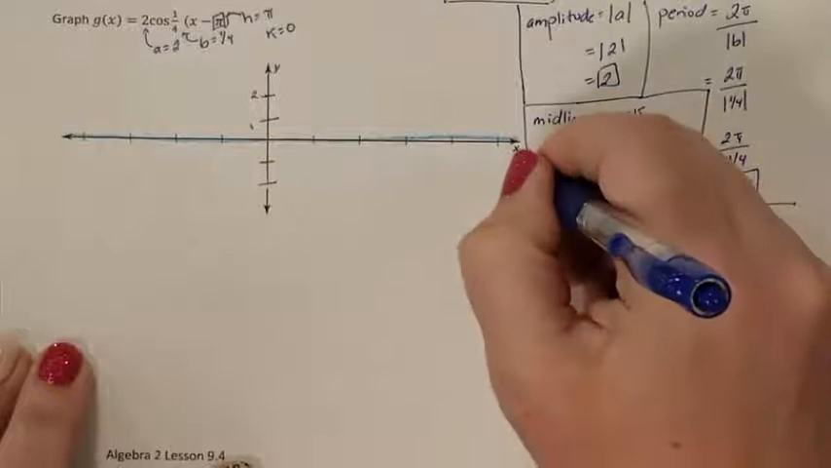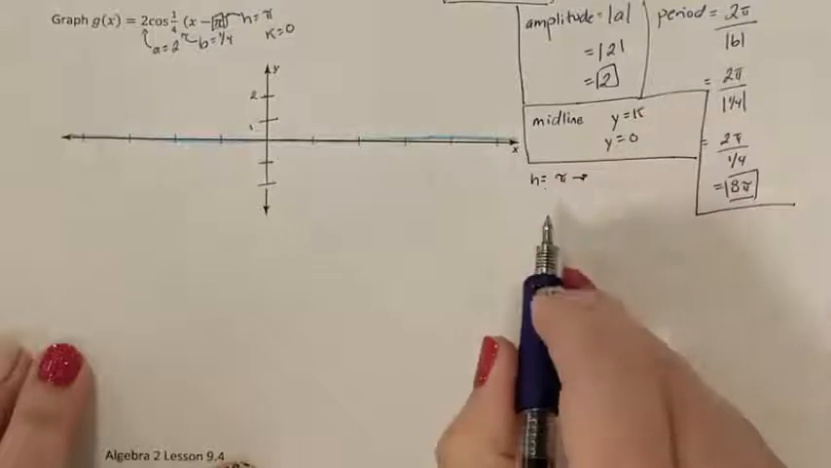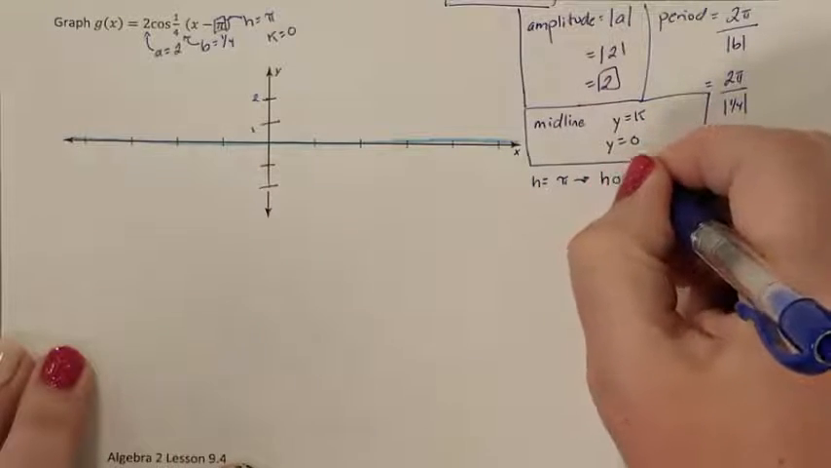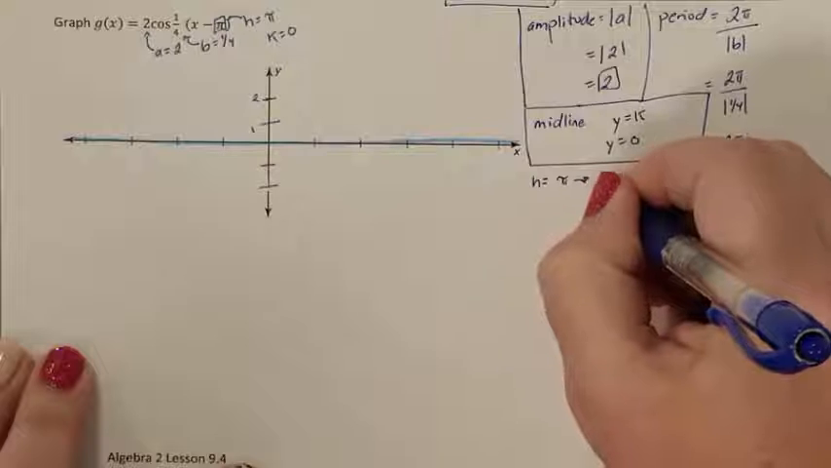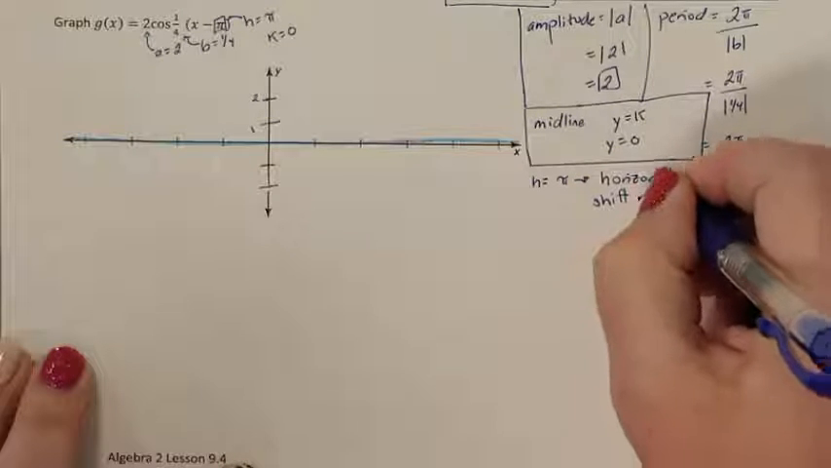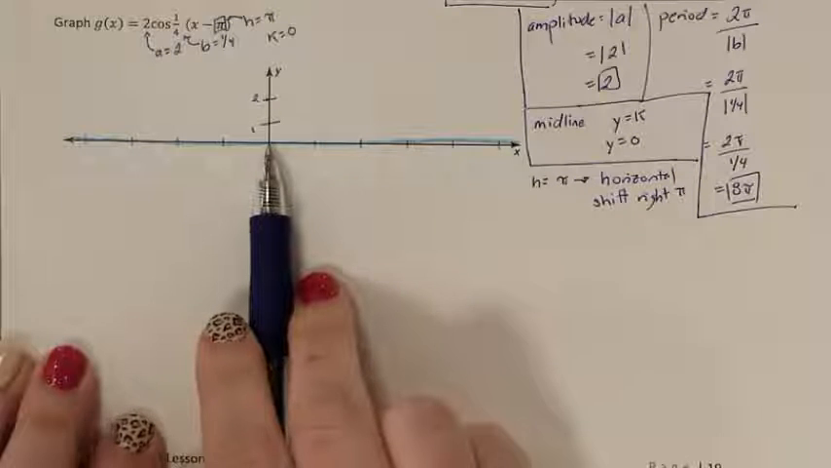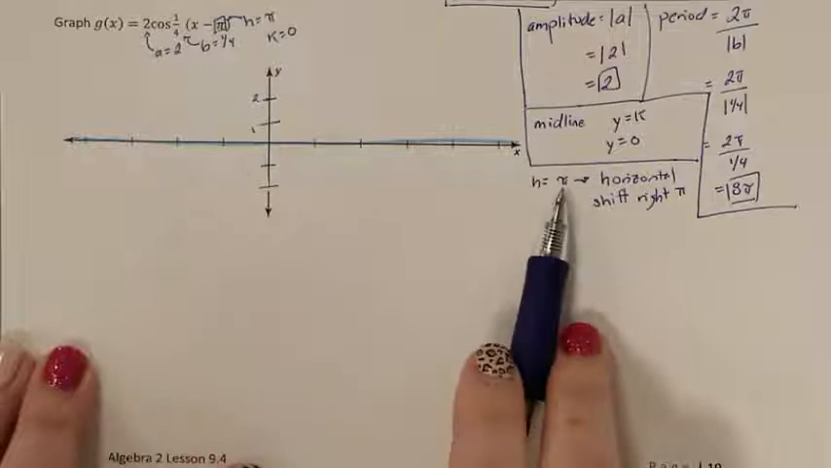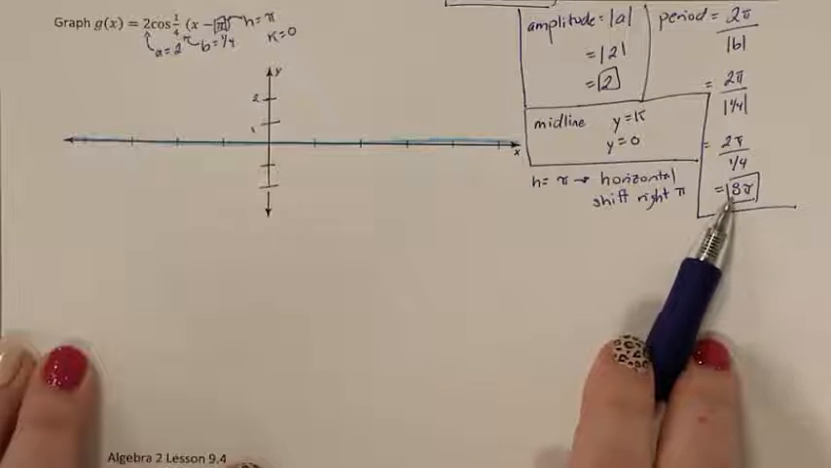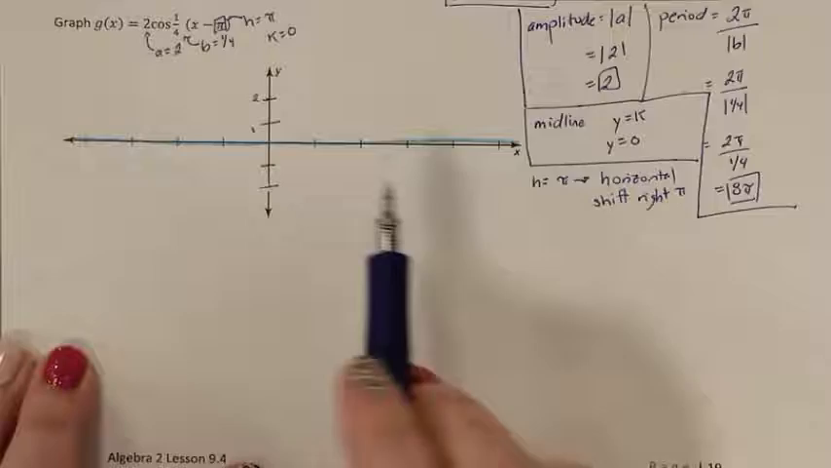So we need to look at our h and our k again. My h is pi. H tells me the horizontal shift, left or right. Because it was positive, I'm shifting to the right by pi, which means it was supposed to start at 0 but is no longer starting at 0. It's going to start at pi, and I need to make sure I can go an entire length of 8 pi, so I need to go from pi to 9 pi and make sure that it fits.